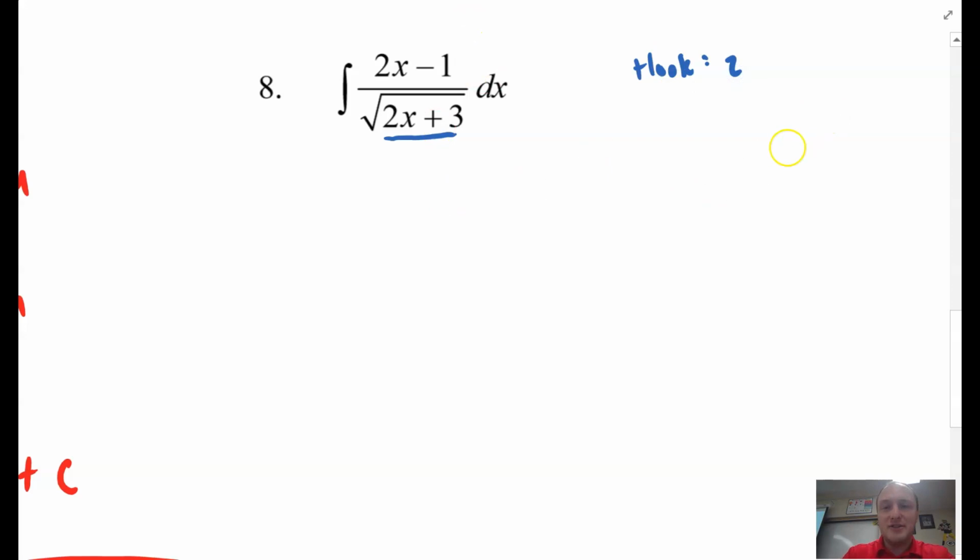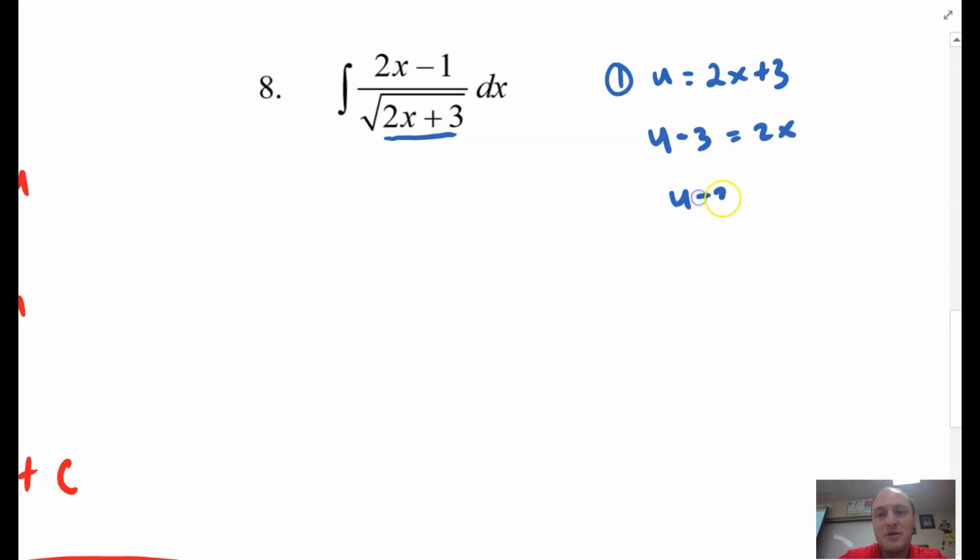So I have a 2x minus 1 in the numerator, so I'm kind of out of luck. So we'll go ahead and start that process for U-substitution. Step 1, I'm going to say, hey, u is 2x plus 3. And then we're going to solve for x. So we get u minus 3 is equal to 2x, which makes u minus 3 over 2 equal to x. I'll simplify this. You'll see why I'm doing this in a second, but u over 2 minus 3/2 is equal to x.